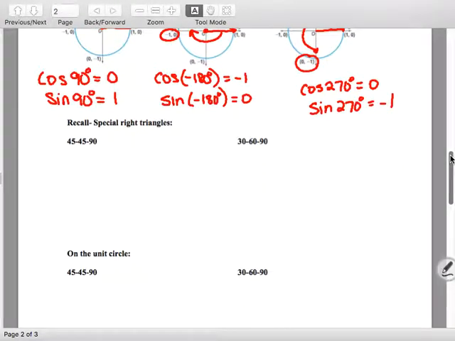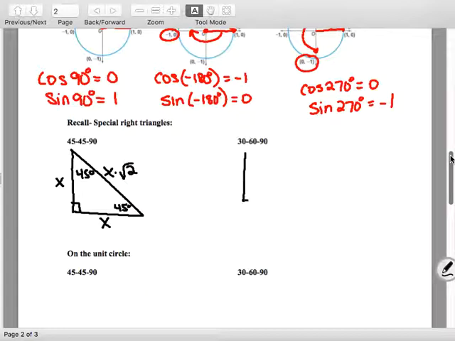So in a 45-45 right triangle, you learned that the two sides are equal and the hypotenuse is x radical 2. If you would like me to go through where that radical 2 comes from, I can do that during office hours, or when you have time to work on homework. But I'm assuming from geometry, you learned where that came from.